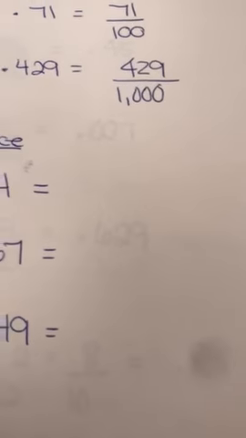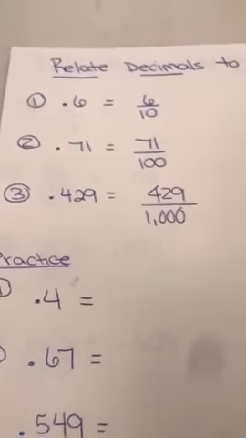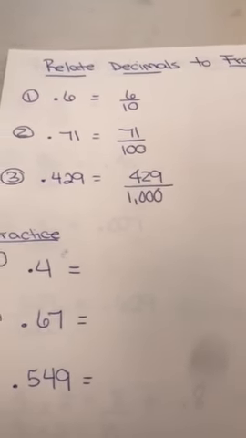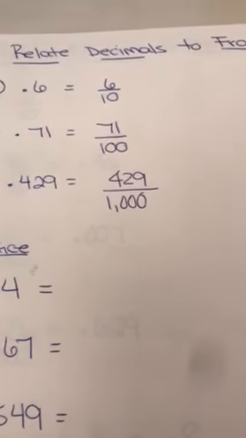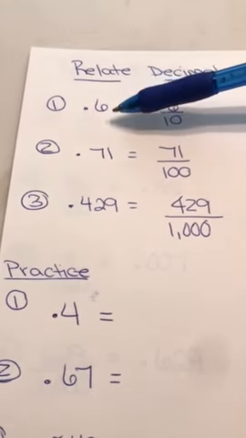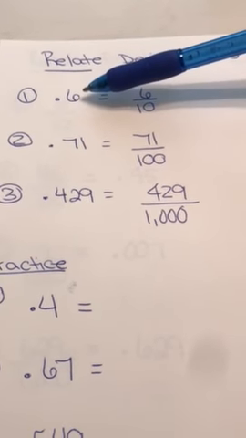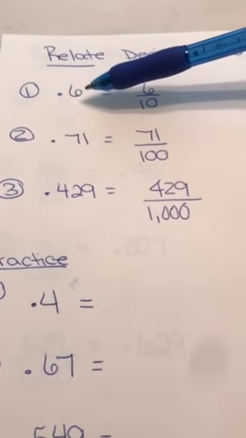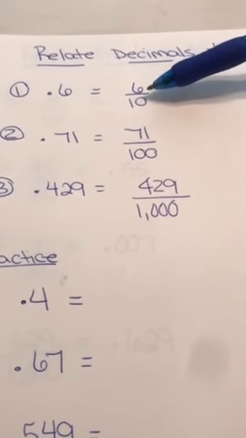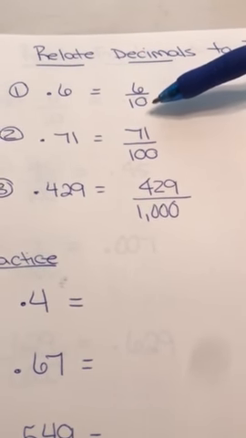All right, now we're getting to the part where we're going to actually relate decimals to fractions. And I told you if you can say the decimal correctly, you can write the fraction correctly. For example, number 1, if I read this decimal, that is 6/10. So how would I write that as a fraction? Oh, I would write it as 6/10.